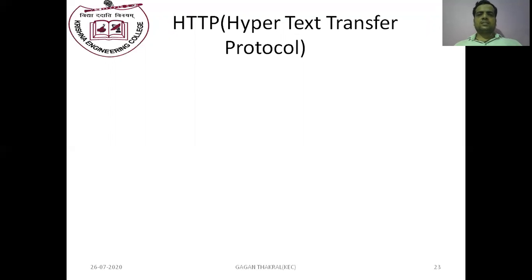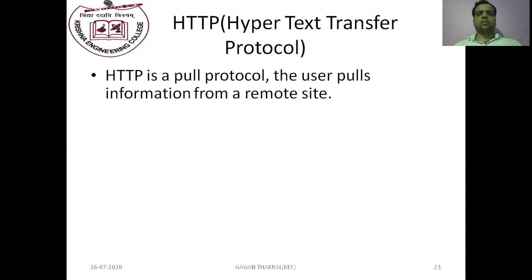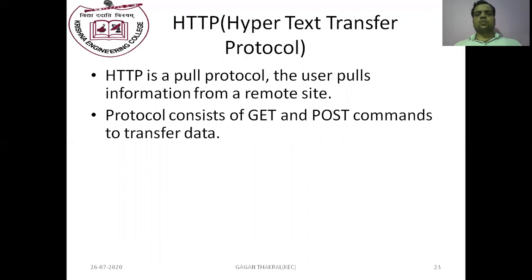First of all, we will discuss HTTP, Hypertext Transfer Protocol. Hypertext Transfer Protocol is a pull protocol. The user pulls information from a remote site. Or in other words, with the help of HTTP, we are able to access World Wide Web and pull the data from web servers. This protocol consists of GET and POST commands to transfer data. The GET method is used to transfer data with the help of the URL, but the POST method is used to transfer data in encrypted form without using the address bar.